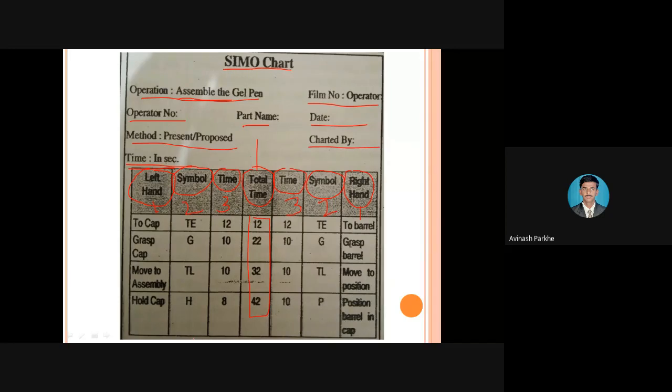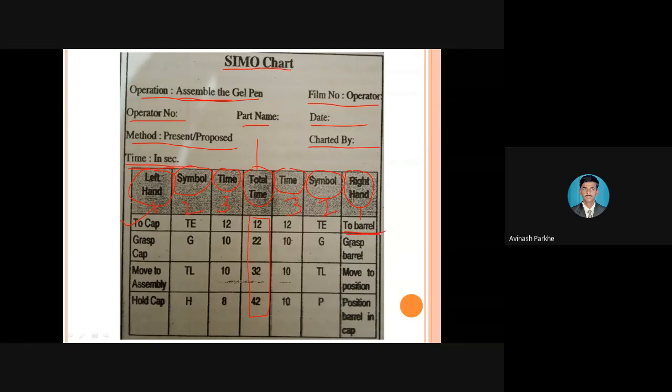Therefore, if I start with the first step, now if I have to go for the assembly of the gel pen, what I will do, initially I will move towards those particular components to take in my hand. So the first movement is represented by the left hand to cap. My left hand is moving to take that particular cap in the left hand. Simultaneously, my right hand is moving to take that particular barrel.